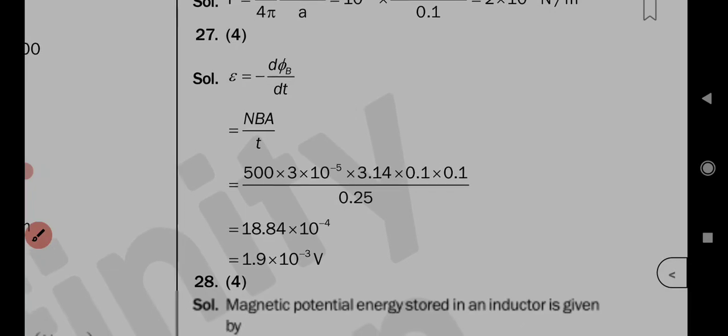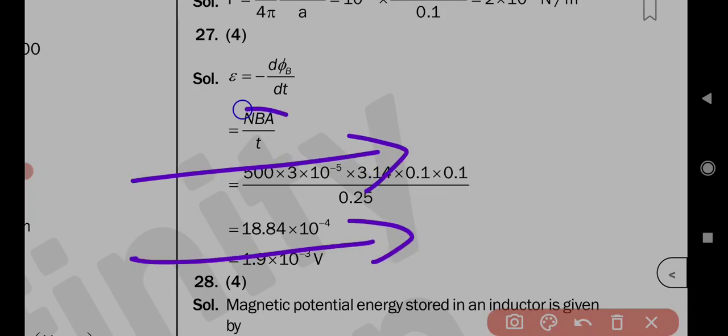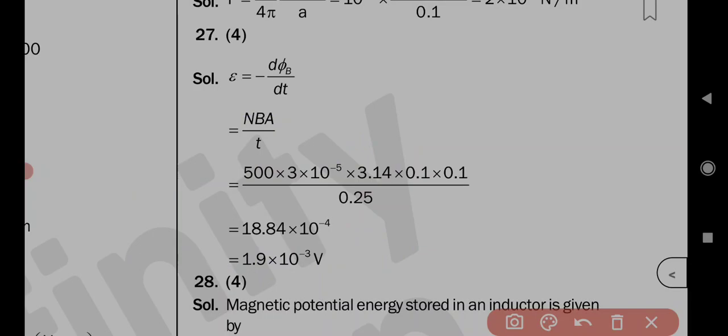So what they're saying is, there is a coil with radius 10 centimeter, number of turns 500, and resistance given. It is placed with its plane perpendicular to the horizontal. So its area is making how much angle, guys? 0 degrees. Cos 0 is 1, so no problem with the angle. It is rotated about its vertical diameter by 90 degree in 0.25 seconds. We need the induced EMF of the coil.